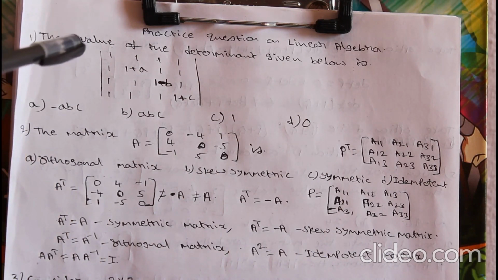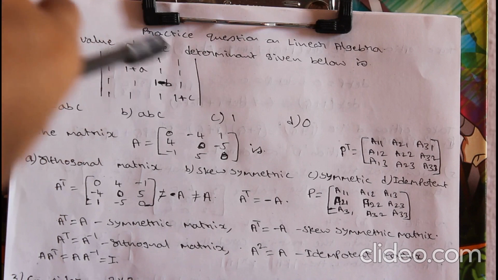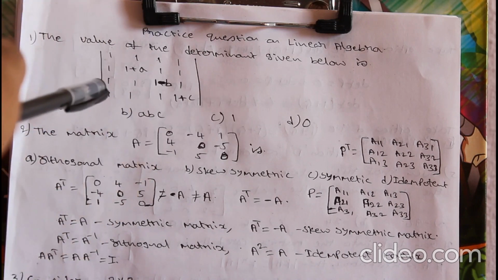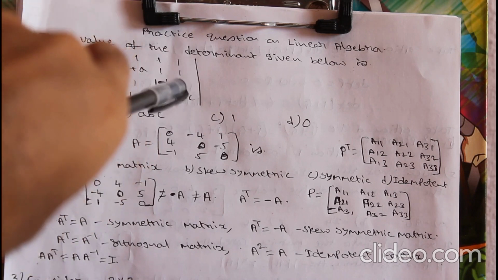As I said in step 1 and step 2, see, from step 1, what I understood is, if I am able to reduce this 4 by 4 matrix into an upper triangular or lower triangular matrix.